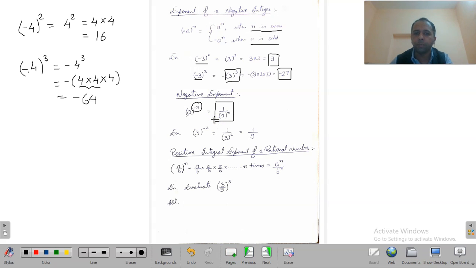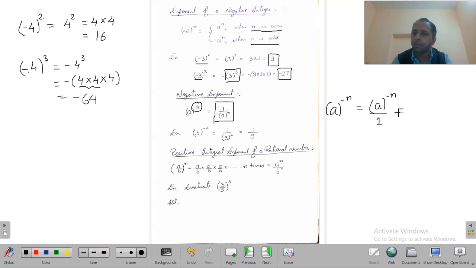Of the number. So for example, a to the power minus n can also be written as a to the power minus n upon 1. Any number can be written in the form of that number divided by 1. It will remain the same, right?